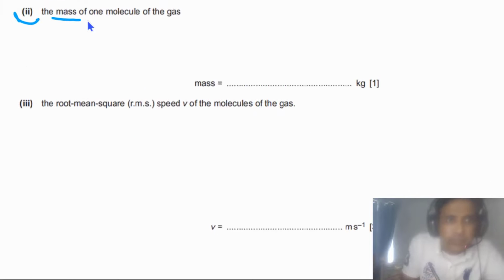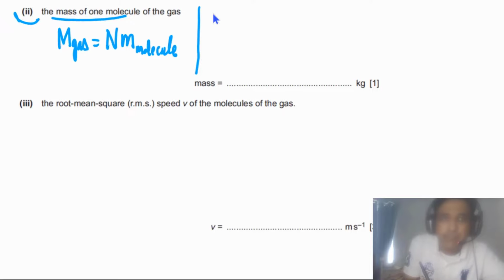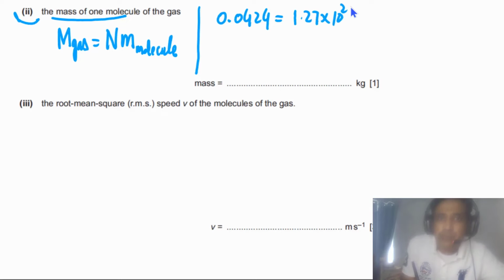For the second part, we need to calculate the mass of one molecule of the gas. So we can simply say in this case, the total mass of the gas will be equal to the number of molecules of the gas in the vessel times the mass of a single molecule. Now simply we need to plug in values. We have the total mass of the gas in the vessel, that was equal to 0.0424 kg. And the number of molecules of the gas we have just calculated, that was equal to 1.27 times 10 to the 25.